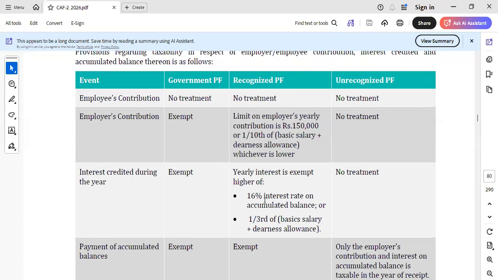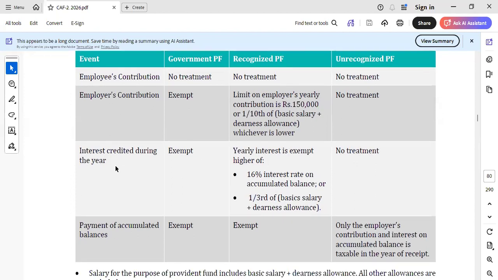And in the case of recognized provident fund, it is exempt up to the higher of 16% interest rate on accumulated balance or 1/3 of the salary. Both will be looked at, and whichever is higher, that amount will be exempt in the case of recognized provident fund, and in the case of unrecognized fund there would be no treatment. This is the interest, this is the profit that is earned by the company on the total sum of provident fund.